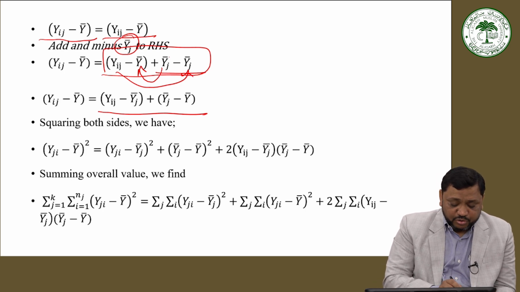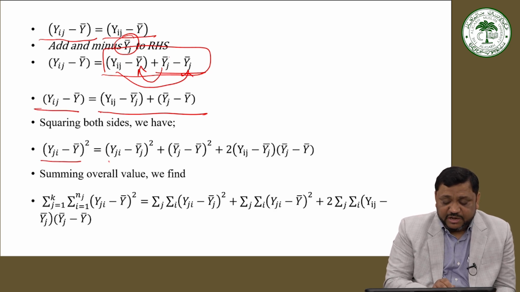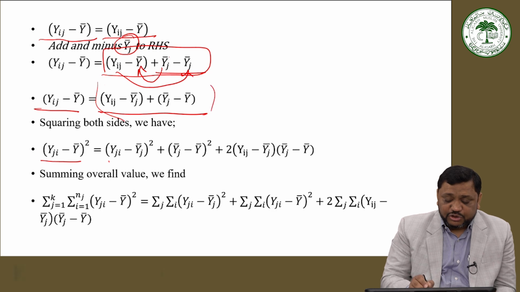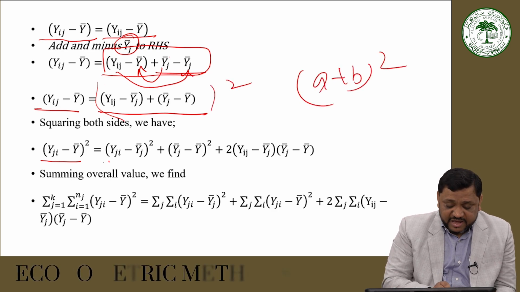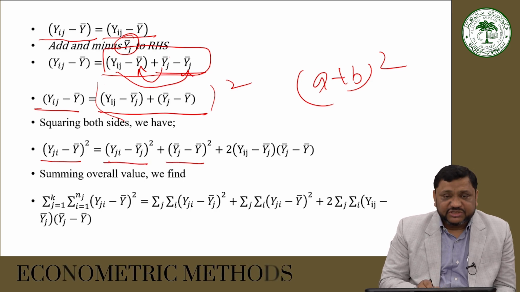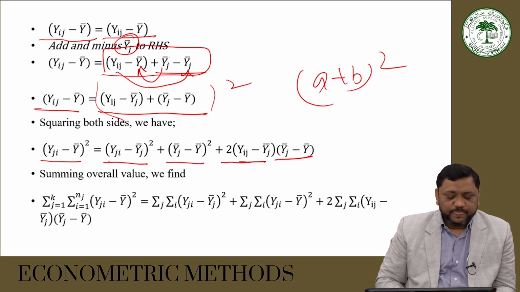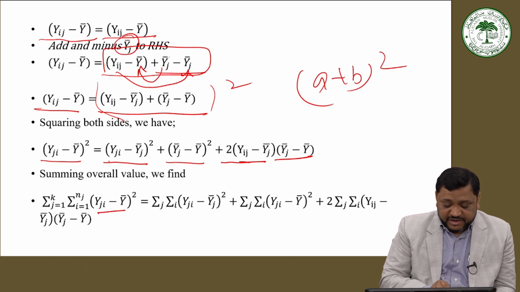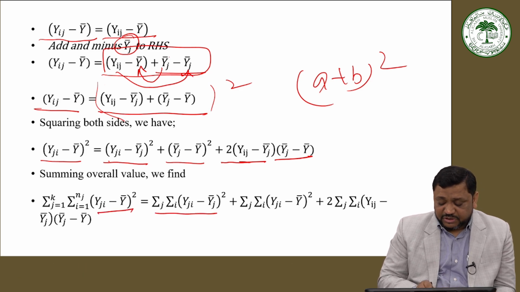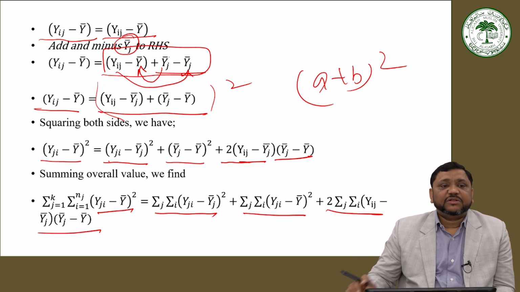Now we square both the sides. So here also to the left hand side of the equation we add a square, and to the right hand side we also square it. So this you can write it in the formula for a plus b whole square. So we have a square plus b square plus 2ab. Now finally we do the summation. We have already done the square, and when we do the summation we get this value over here, and we do the summation of the first term, the summation of the second term, and the summation of the third term.